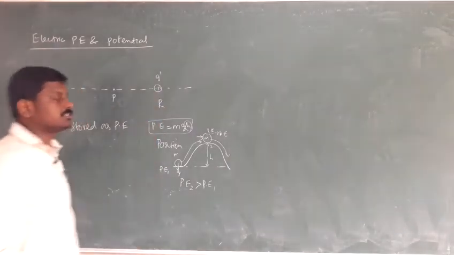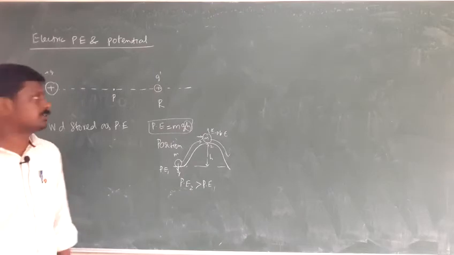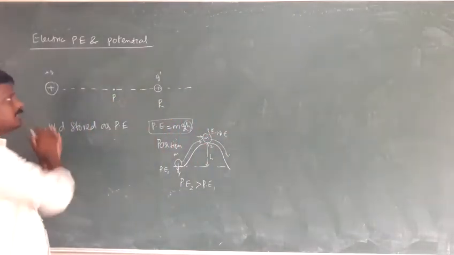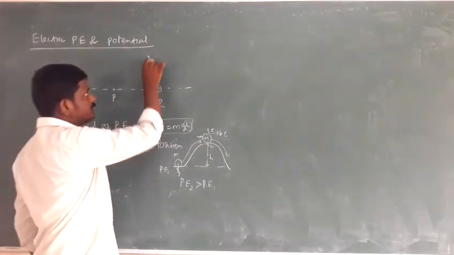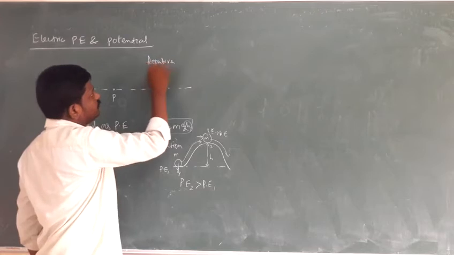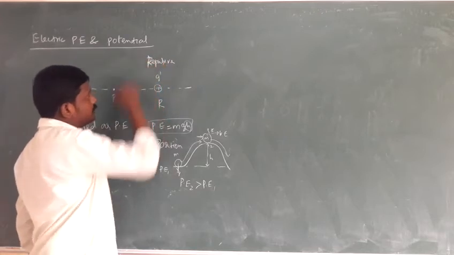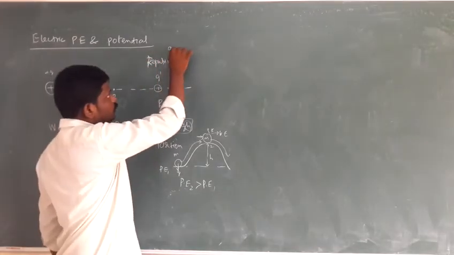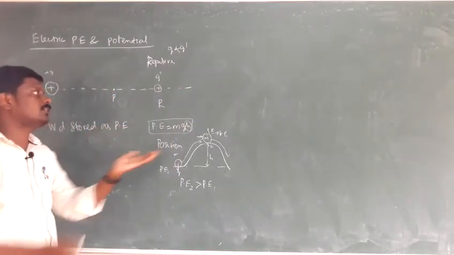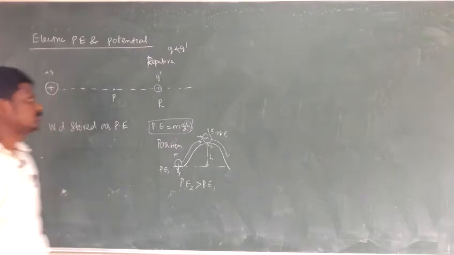here is one positive charge. Like charges repel. If you bring a positive charge towards another positive charge, a repulsive force acts between them, between Q and Q'. To overcome the repulsive force, we need to apply some more external force.